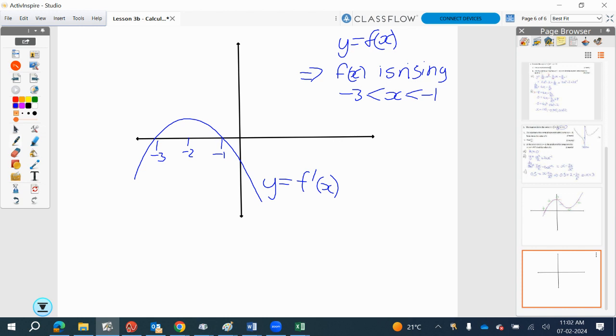Okay, so the derivative in this interval is positive. That means the function's going up. The derivative here is negative. That means the function's going down. The derivative here is negative. That means the function's going down. The original function is going down here, and the original function is going up here.